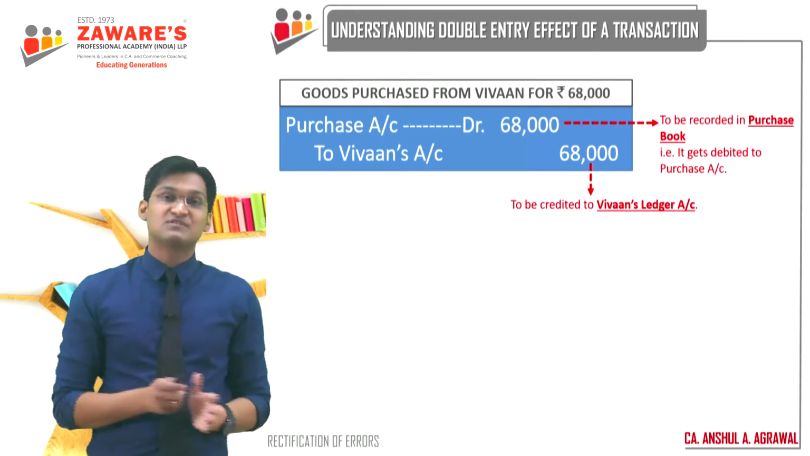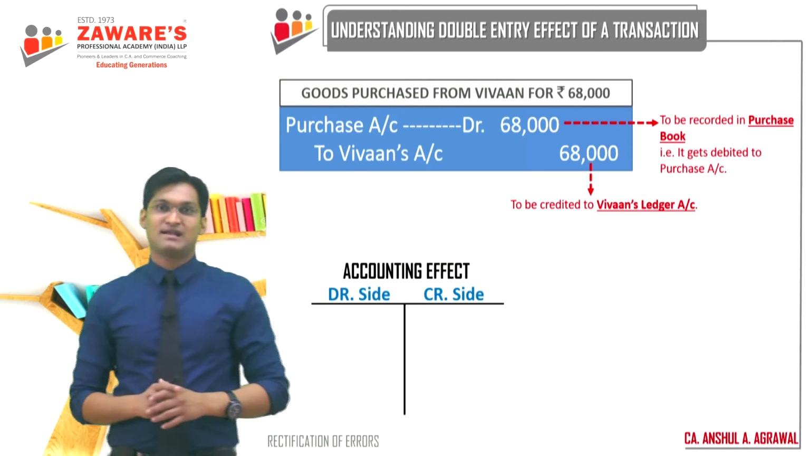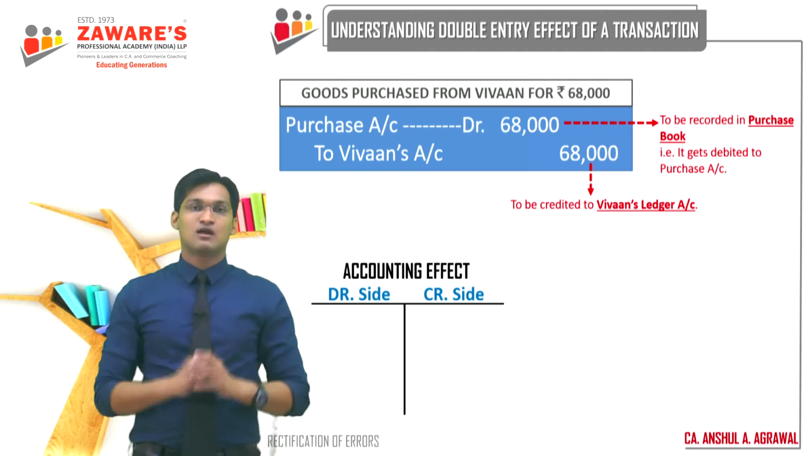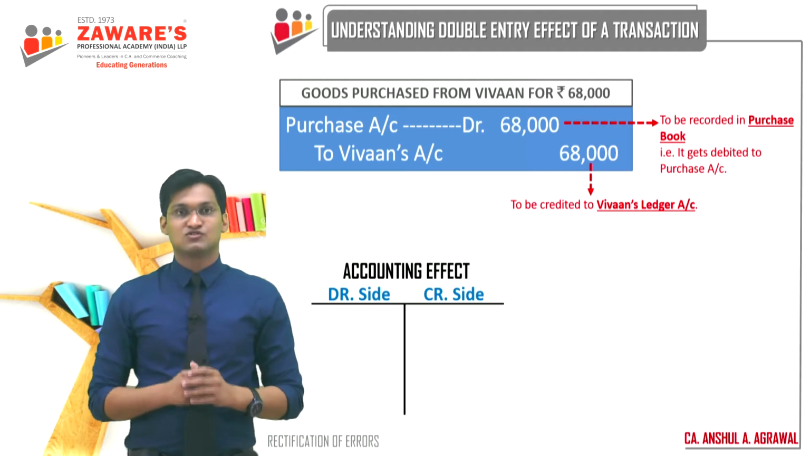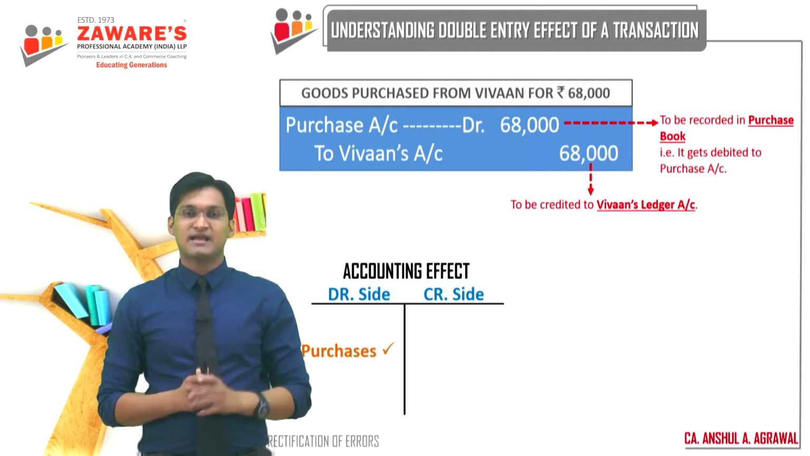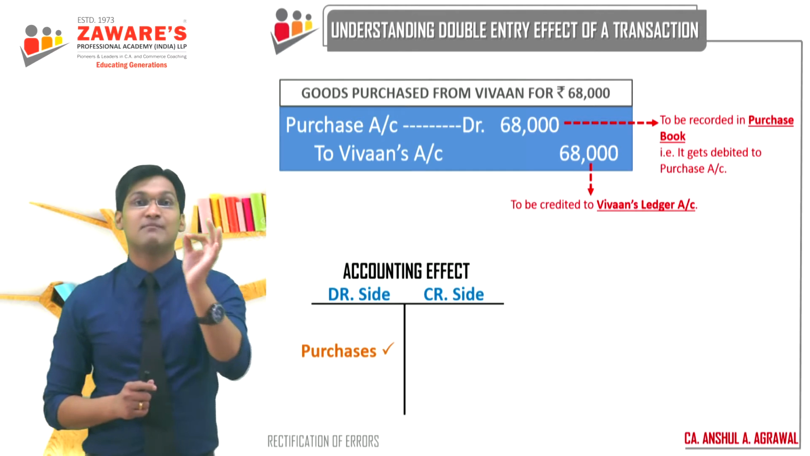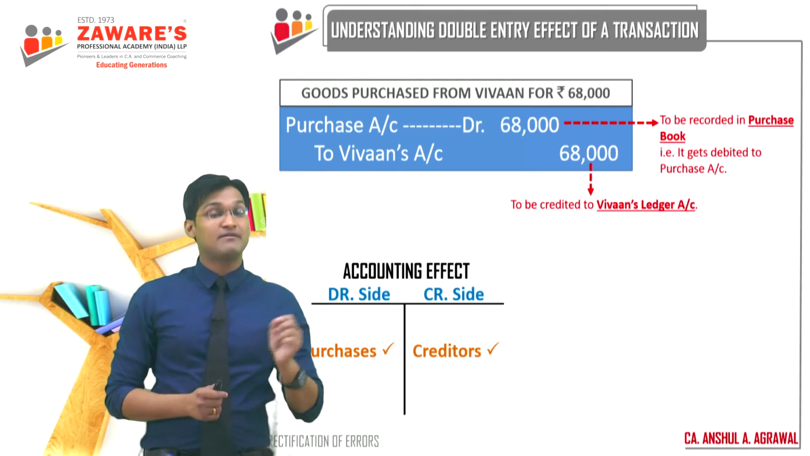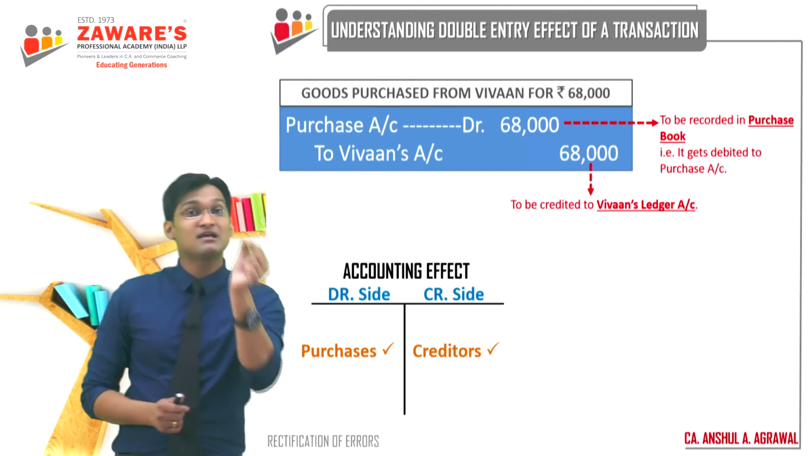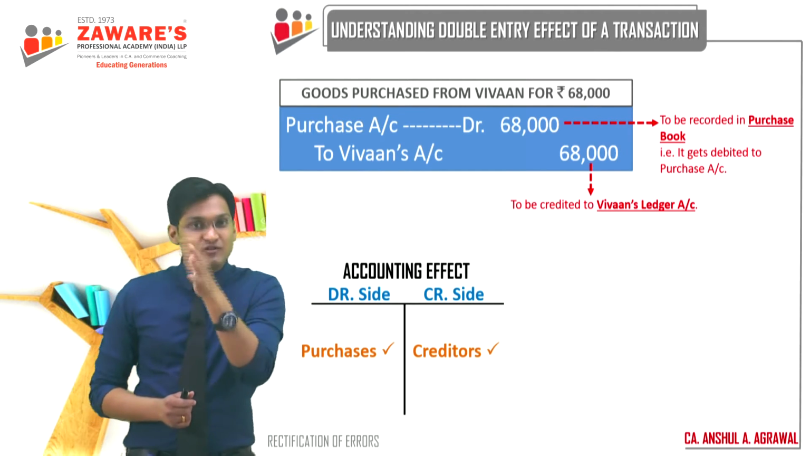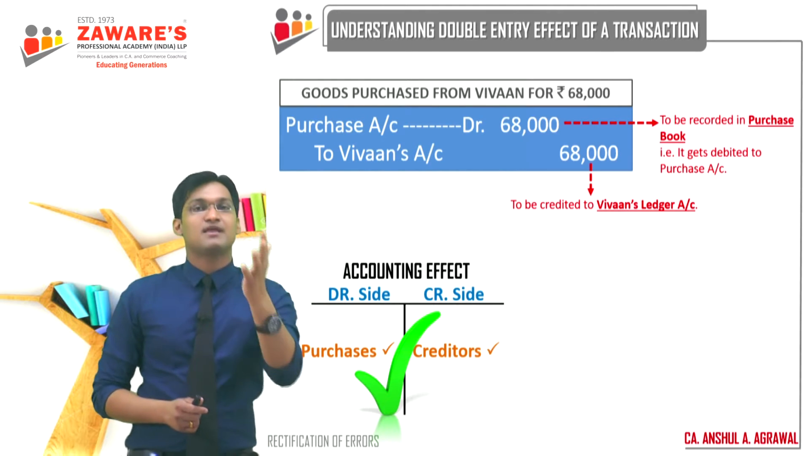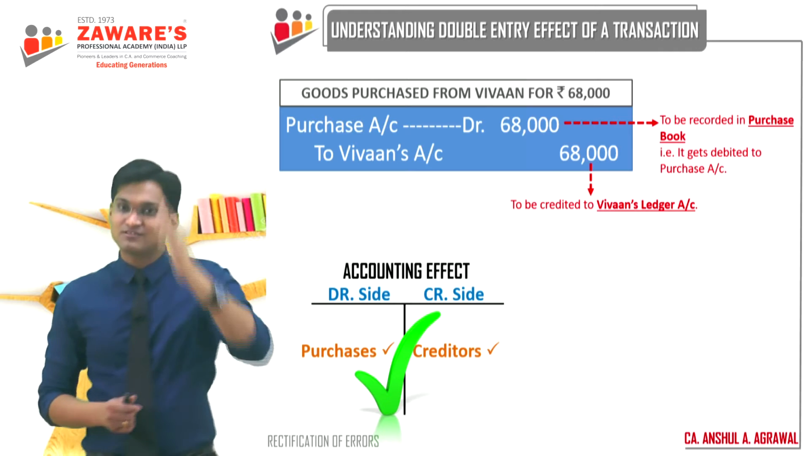Now, if you observe after this particular transaction, my dear friends, your accounting effect is that you have given effect on the debit side. That means you have debited purchases, and you've also given effect on the credit side. That means you have credited creditors. So debit also 68,000, credit also 68,000. Can I say your trial balance will agree after this transaction?